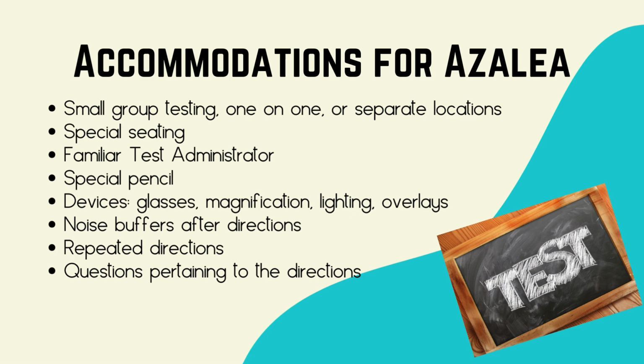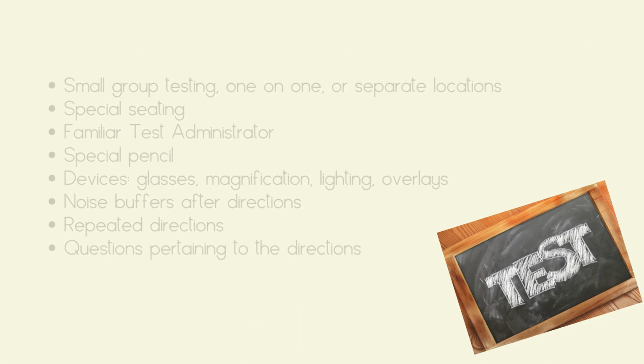Accommodations for English language learners are similar to those for any student with IEPs: small group testing, one-on-one, or separate locations, special seating, being familiar with a test administrator, having a special pencil, using devices such as glasses, contacts, magnification, lighting, or special reading overlays. Students may also use noise buffers during the test after directions have been read. They may also have repeated directions and have questions answered pertaining to the directions, not the test itself.